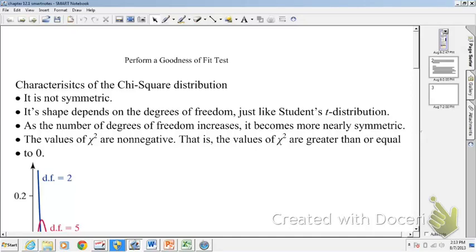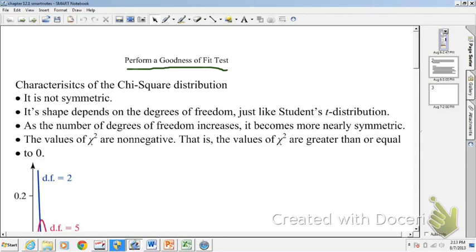Hi and welcome back. Today I'd like to perform a goodness of fit test. We are at the point in the term where we're familiar with the normal distribution, we're familiar with the t-distribution, and now we're going to get familiar with another distribution, which is the chi-square distribution.